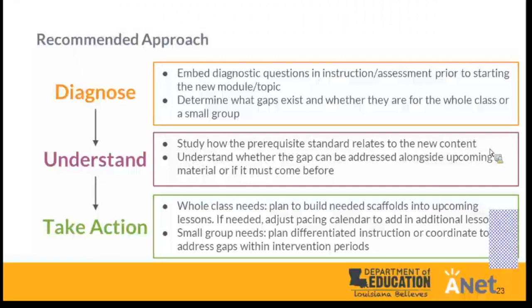Then we're going to make sure that we understand how the prerequisite standard relates to the new content and decide whether that's a gap that needs to be addressed before beginning the topic or if we could do it during instruction. And the last thing is we're going to take action. So if it's our whole class, we're going to build in scaffolds to lessons, or we're going to adjust our calendar to add in an additional lesson. And if it's small group, we're going to coordinate with intervention teachers, or we're going to use other time during the day or in centers to provide that differentiated instruction.